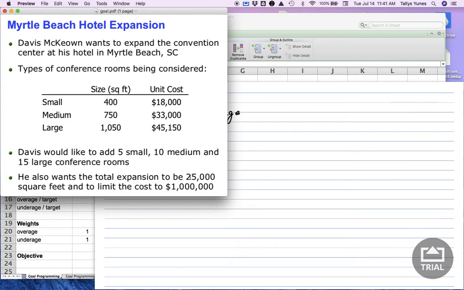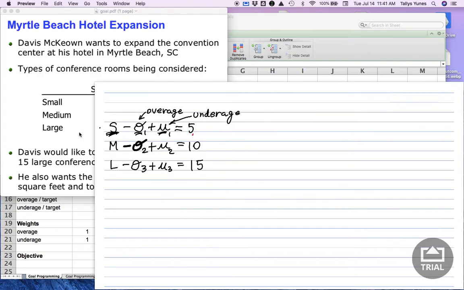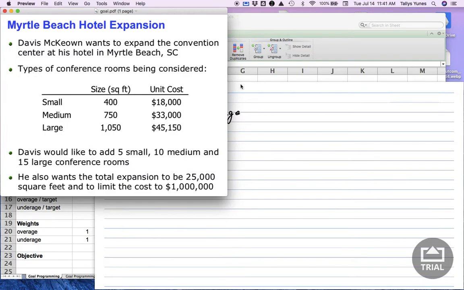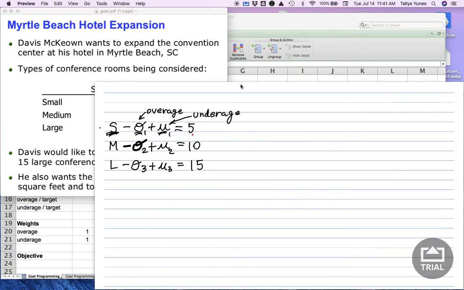We need a space requirement, right? They would like 25,000 square feet. Let's do that. So the sizes are 400, 750, and 1050. To calculate the size of the expansion, every small room would add 400 square feet, so 400 times however many small rooms. Every medium room would add 750, and every large room would add 1050. Now this is the actual footage.